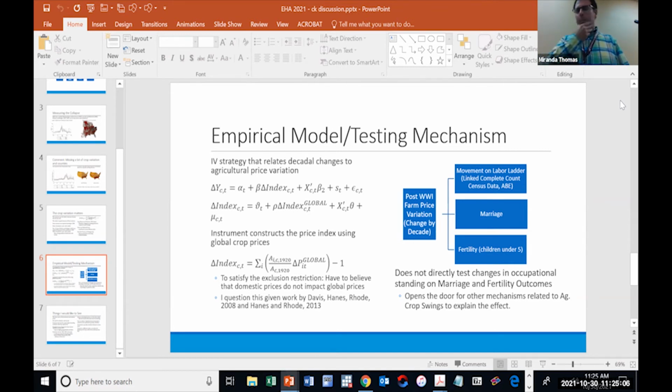So back to the mechanisms and what's actually done in the paper. The chain of events was: crop prices drop, marriageable men fall down the labor ladder, they're less appealing, marriage is delayed. What's actually done in the paper? Well, it's a reduced form paper. So you're looking at these things in separate regressions, and that makes the mechanism a little bit harder, right? There are a lot of alternate stories.